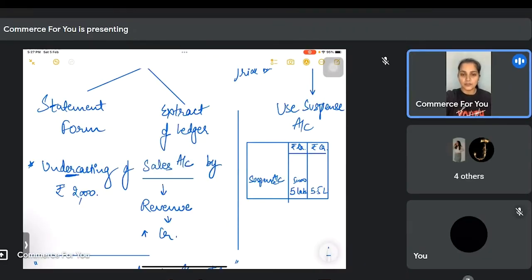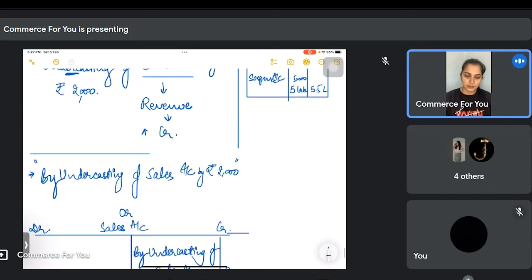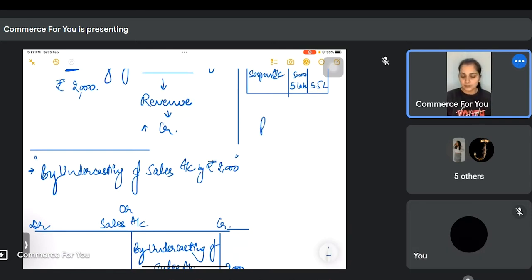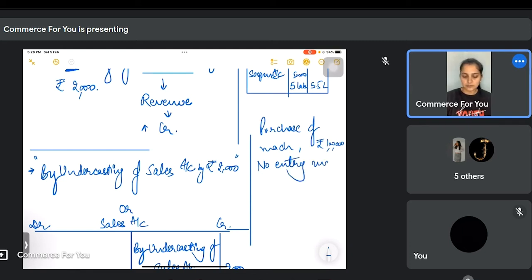And later on, when you are going to identify your errors, you need to make it correct. तो आप उसकी correction करने के लिए you are going to use suspense account in opposite sides. तो उसके लिए आप क्या करोगे? Let's say if you have got to know कि जो हमने purchase वाला किया, purchase of machinery rupees 1 lakh, no entry made in your machinery account.